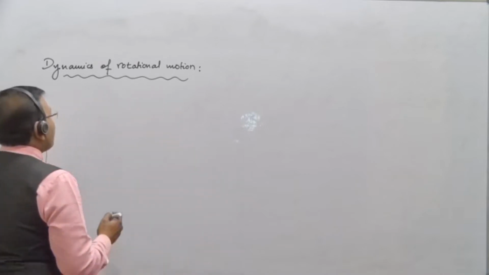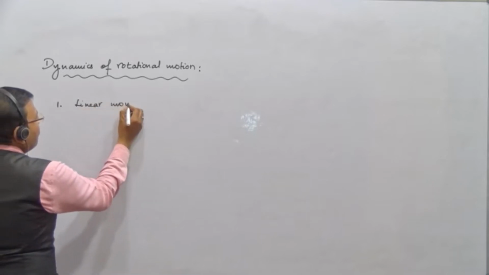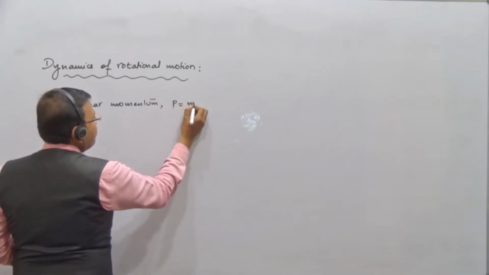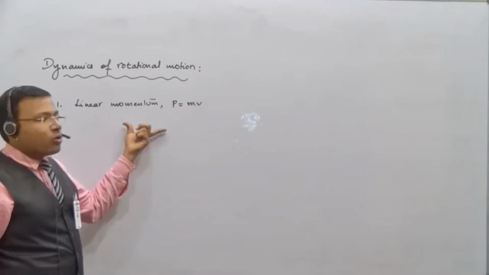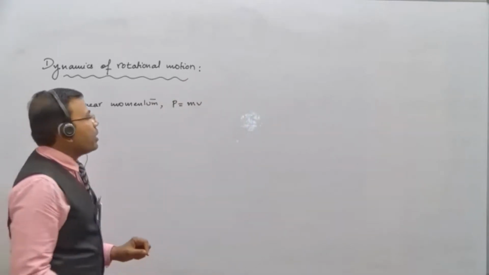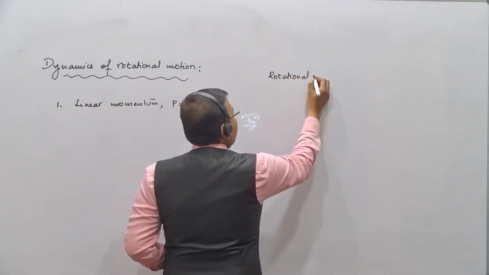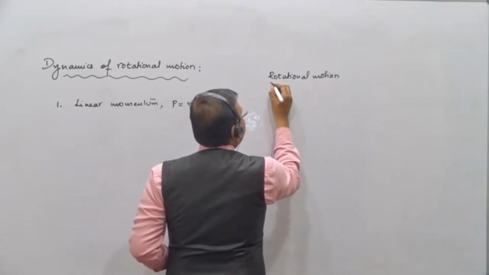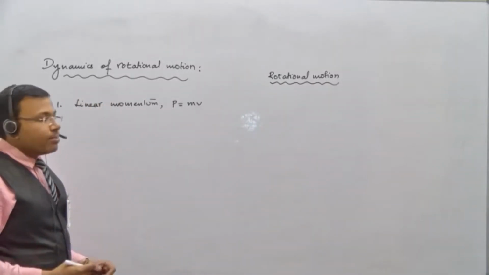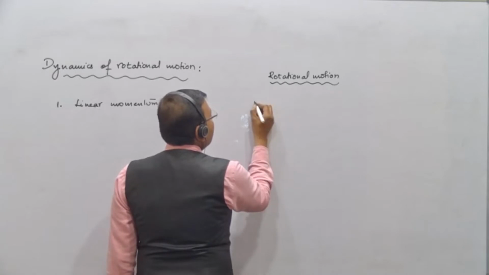So here you can see the first one. Suppose I take the linear momentum. For the linear momentum, what I write, P is equal to mv. This is for linear motion. I'm writing all the quantities here for linear motion, and there I'm writing the analogous terms for rotational motion. Because of the linear quantities we are discussing linear motion. Now here, in place of linear momentum, we will take angular momentum, or rotational momentum, you can say angular momentum.